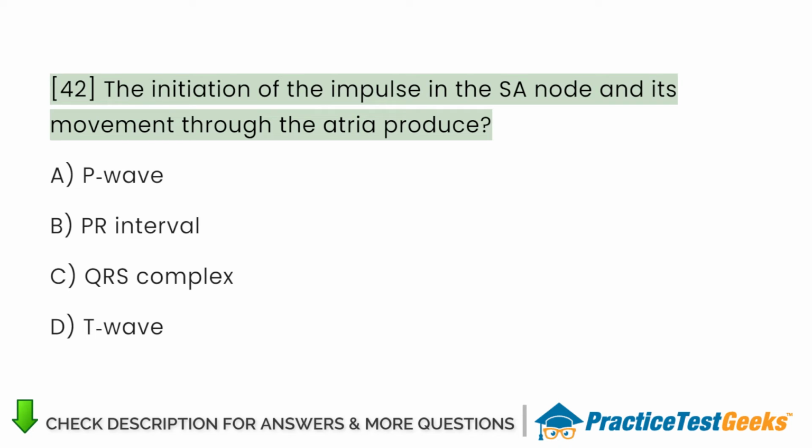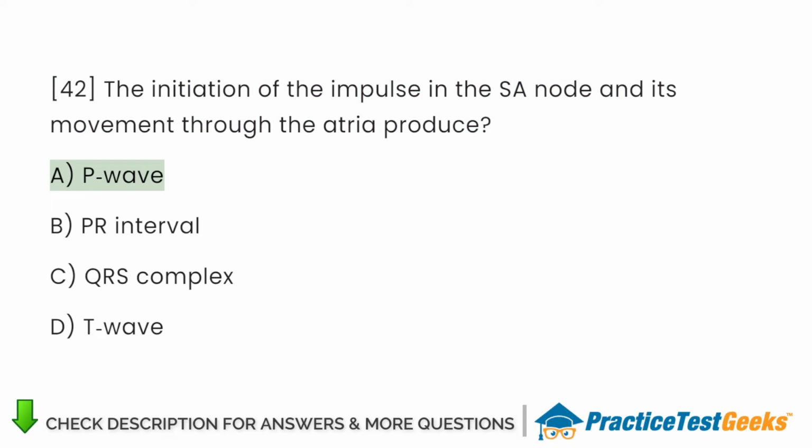The initiation of the impulse in the SA node and its movement through the atria produce A. P wave. B. PR interval. C. QRS complex. D. T wave.